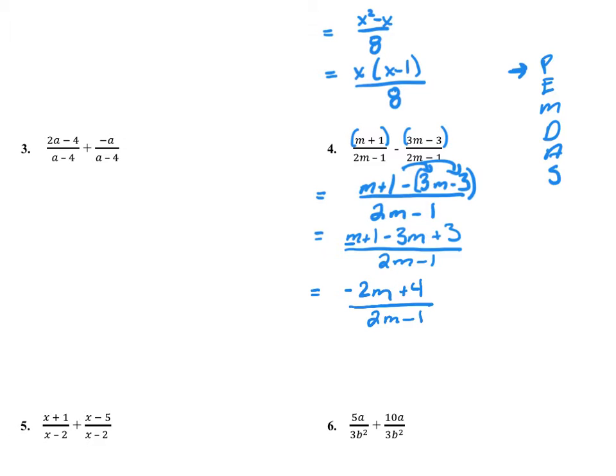And if we want, we can simplify that a little bit more by factoring a common factor of minus 2 out of the top here.